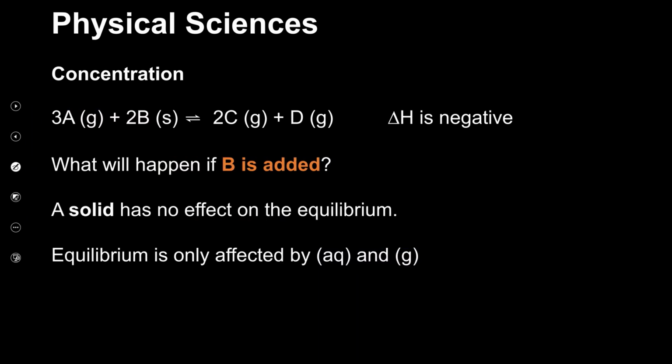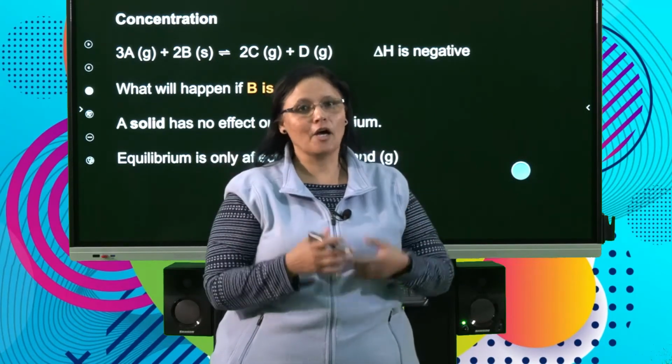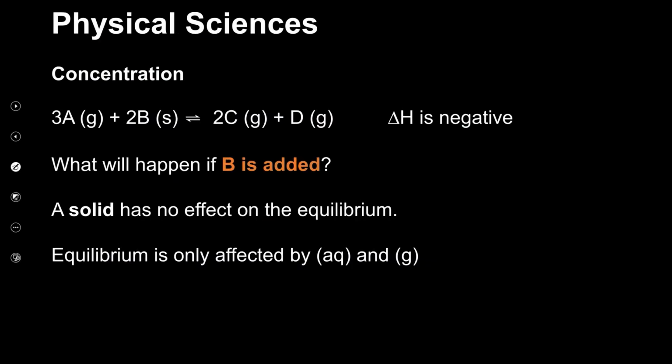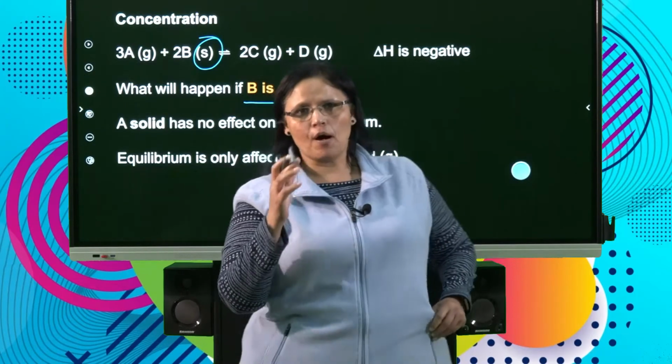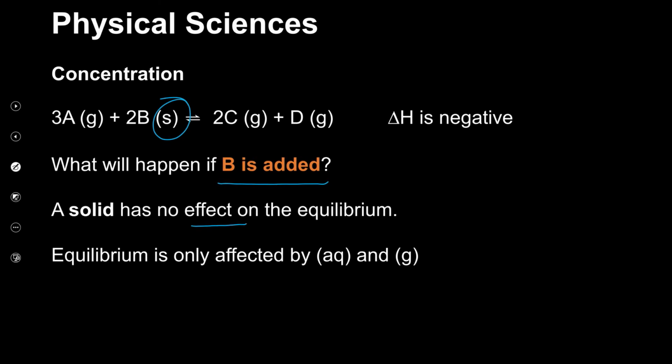This is a very important one, and this is one where they trick us in the exam, where we make an honest mistake. So the question is, what will happen if B is added? Now what we need to remember is B is a solid, and a solid does not take part in this equilibrium, so it will not have an effect on anything for the equilibrium. So the equilibrium is only affected by aqueous and gases. It's not affected by liquids and solids. This is important for you to remember.